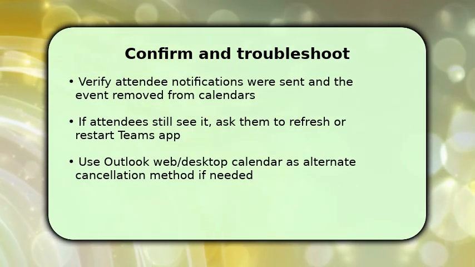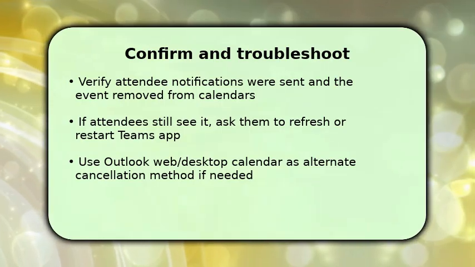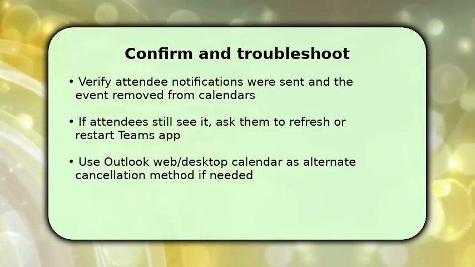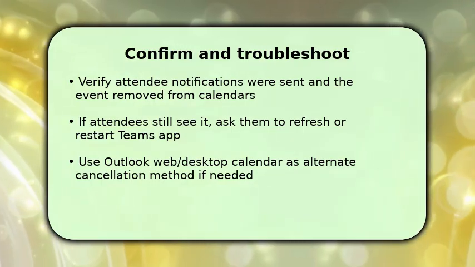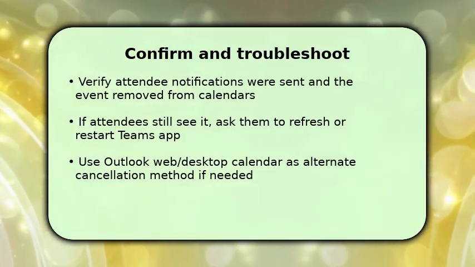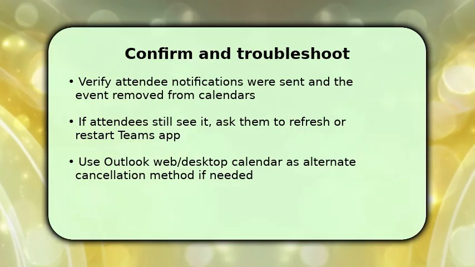If cancellation fails in Teams, open the organizer's Outlook calendar, web or desktop, locate the meeting and cancel it there. Outlook and Teams sync. Finally, follow up with a short message to key participants so nothing is missed.